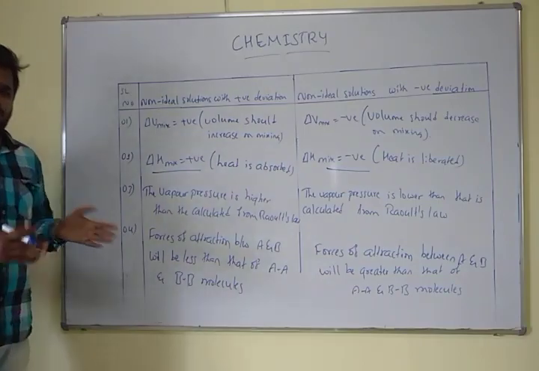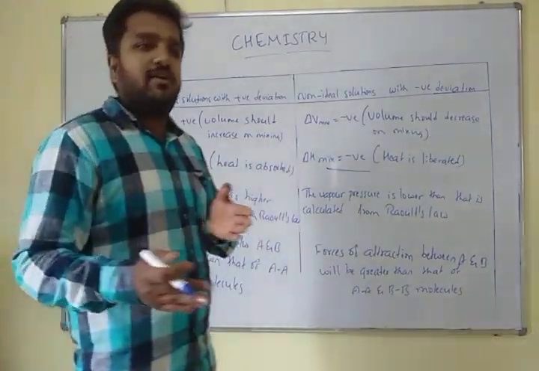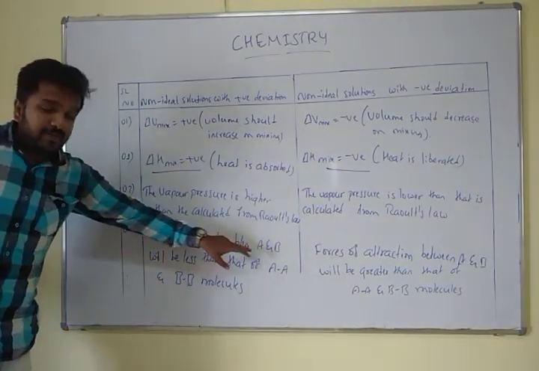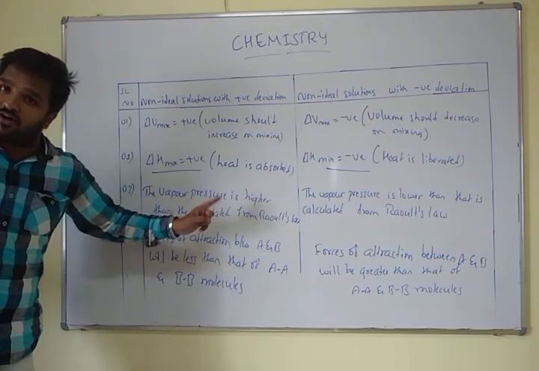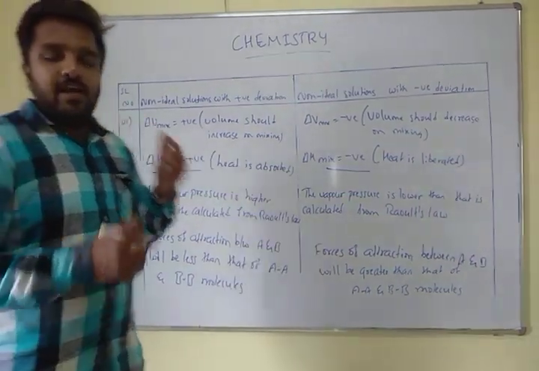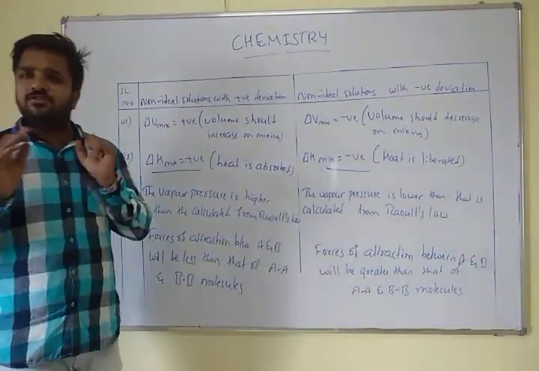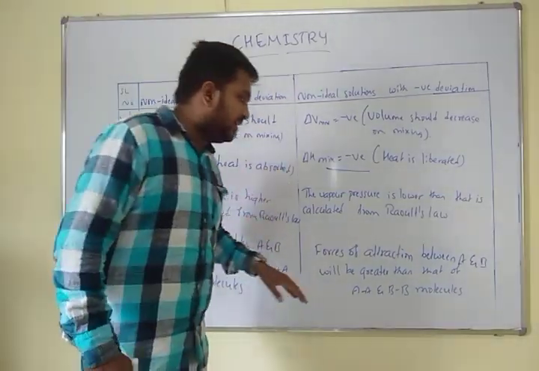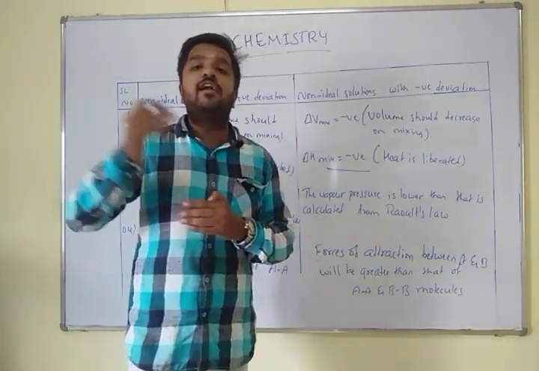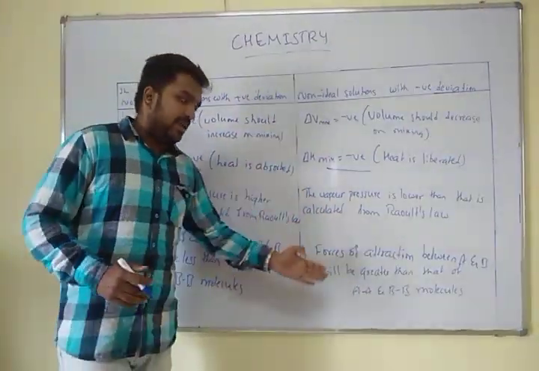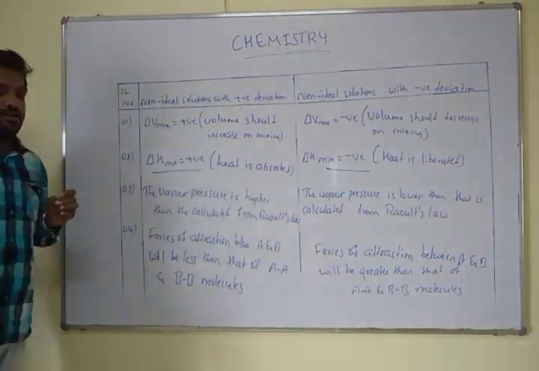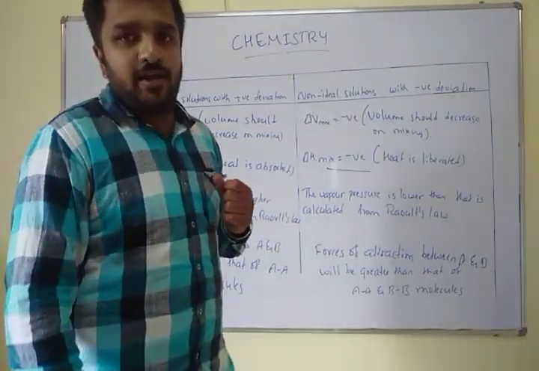And the fourth one is coming to the force of attraction between solute and solvent. The force of attraction between A and B, that means the solute and the solvent, we have taken A as solvent and B as solute, should be lesser than the force of attraction between AA and BB, that is solvent and solvent, solute and solute. Whereas in case of the second type, the force of attraction between A and B, that is solute and solvent, should be greater than the force of attraction between AA and BB. Clear? So these are the four important differences between the two types of non-ideal solution.